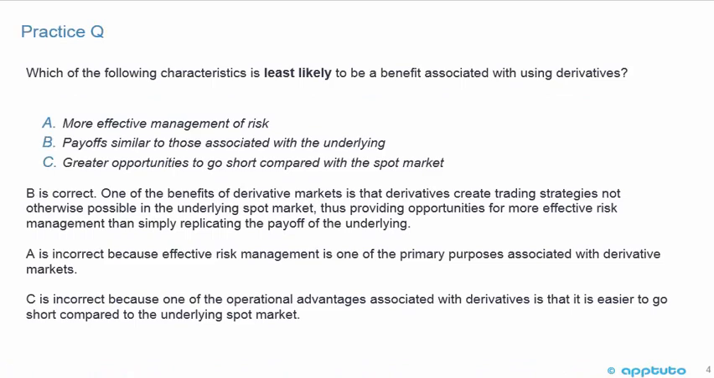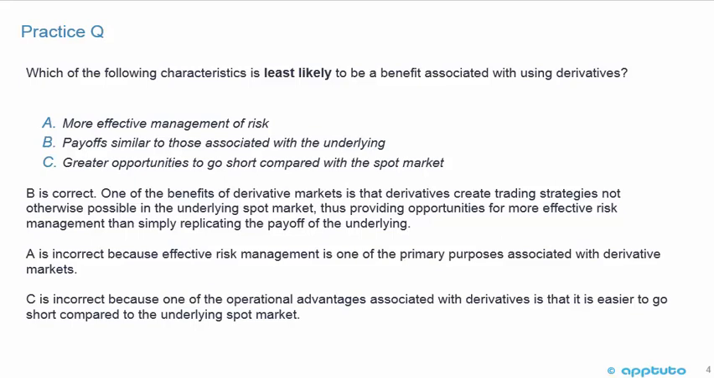So the way that I often do it is I ask, which of the following characteristics is a benefit? Do it in the positive. More effective risk management? True. Greater opportunities to go short? True. Payoffs similar to those associated with the underlying? No, that's false. So that's the least likely. So B is correct because it's the false one.